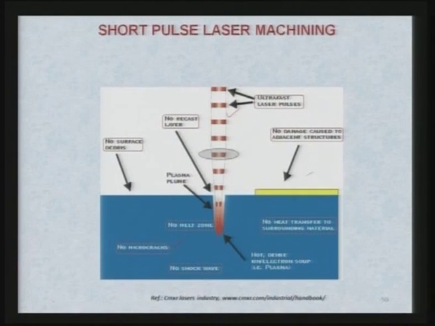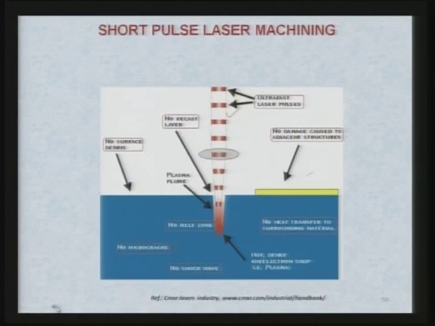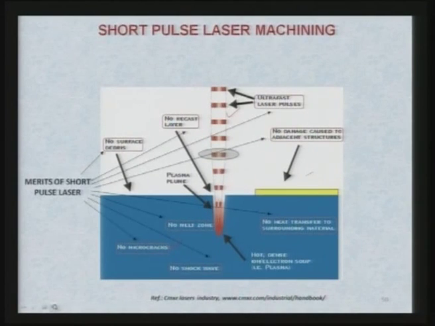So, these are some of the characteristics of short pulse laser machining. We can conclude that short pulse laser beam micromachining gives better surface characteristics after machining as compared to long pulse laser beam micromachining. We all know already that 2 types of lasers are there. One is the continuous wave laser and another is the pulsed laser. So, we are talking of the applications of pulsed lasers.